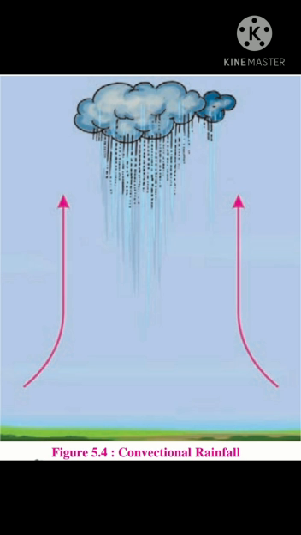As compared to land surface, such convectional movements of air do not take place on the sea surface, as water gets heated very slowly, and therefore convectional rain does not fall on the sea areas of the equatorial region.